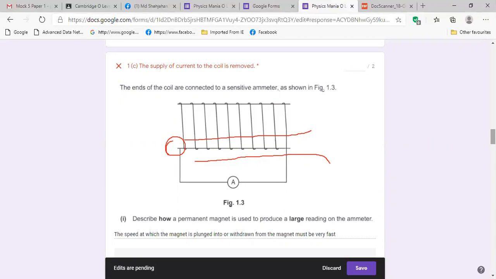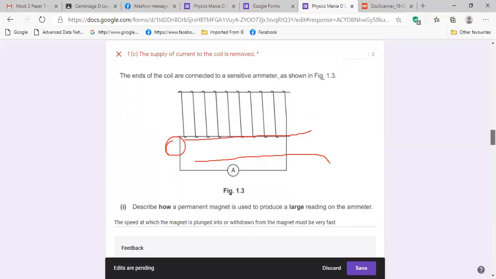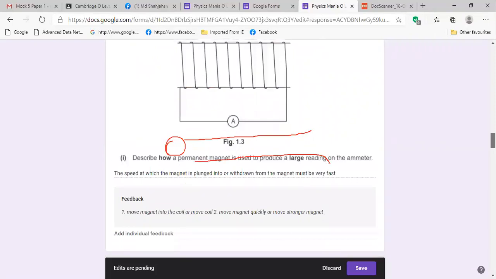Now here we have: describe how a permanent magnet is used to produce a large reading on the ammeter. The speed at which the magnet is plunged into or withdrawn from the coil must be very fast. Move the magnet into the coil, or move the magnet quickly. Sir, 1 minute break. Okay, okay.